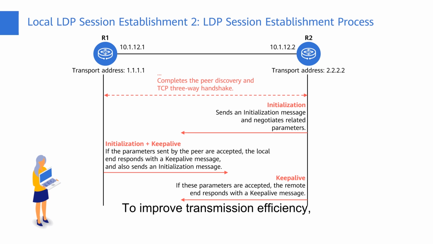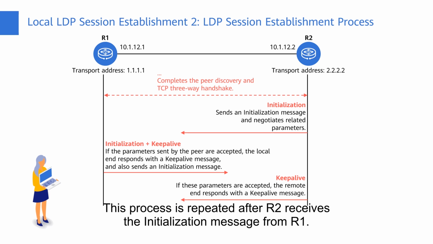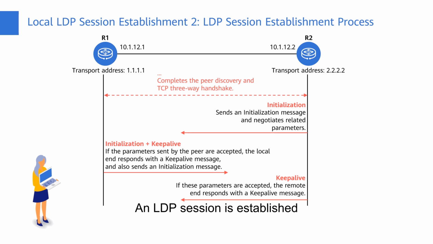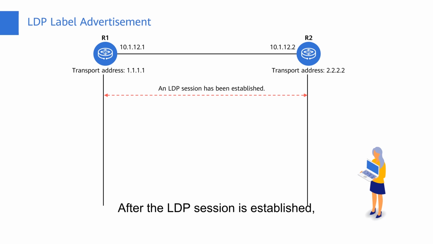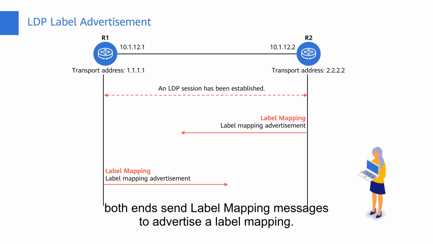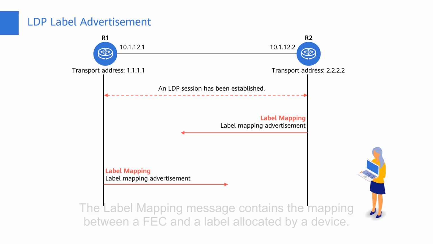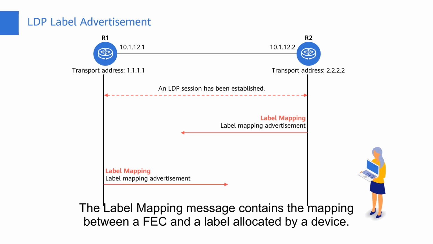To improve transmission efficiency, R1 also sends its own initialization message. This process is repeated after R2 receives the initialization message from R1. An LDP session is established when both ends receive the keepalive message from each other. After the LDP session is established, both ends send label mapping messages to advertise a label mapping. The label mapping message contains the mapping between a FEC and a label allocated by a device.